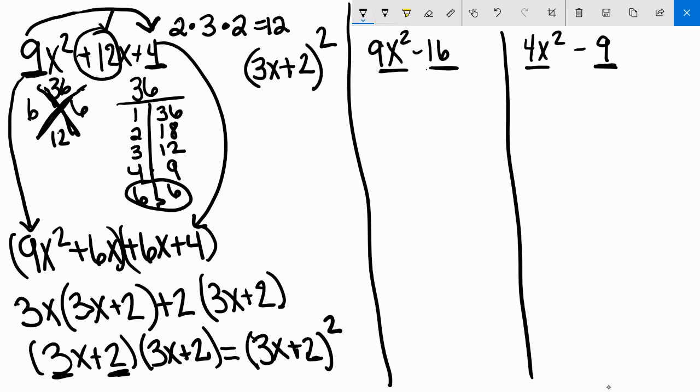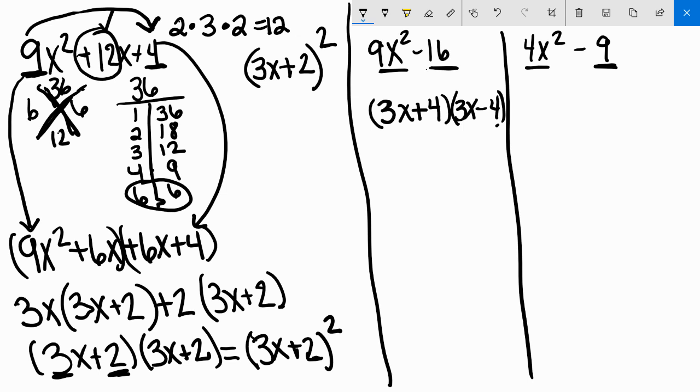So if 9x squared is a square, we're going to take the square root, which is 3x. First term always has an x. And we can take that second term and take the square root. 4 times 4 is 16, right? We're going to have one parentheses with a plus, and then we're going to rewrite it again, but we're going to make it a minus.